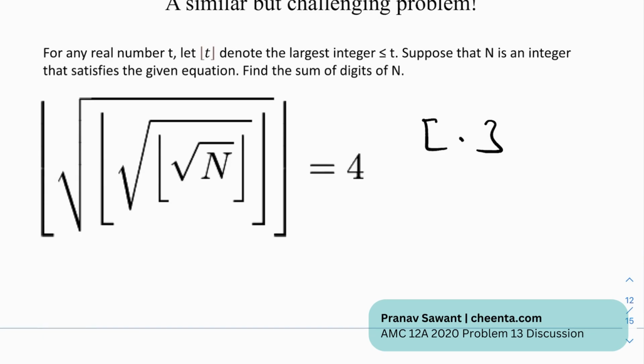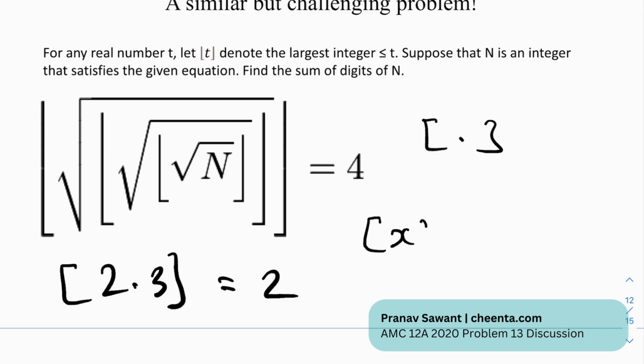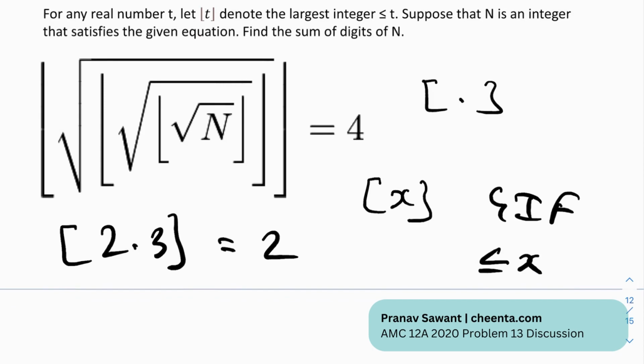So for those who don't know the greatest integer function, let me just explain it in brief. The greatest integer function of 2.3 will be 2. What this function does is it tells us the greatest integer less than or equal to x. What is the greatest integer less than or equal to 2.3? It is 2. What is the greatest integer less than or equal to 3.9? It is 3. It needs to be less than that number.